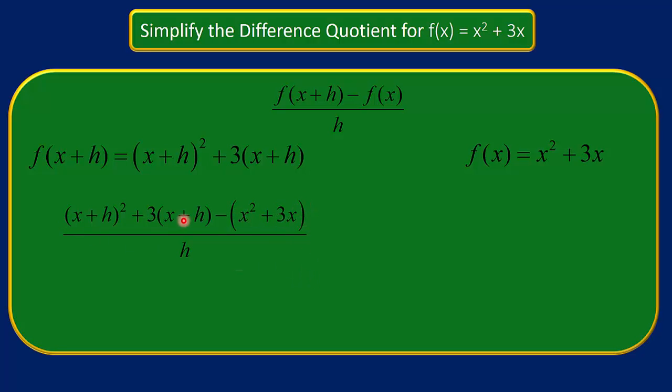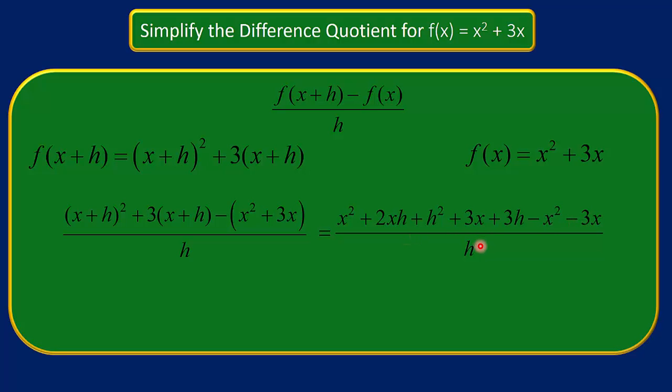So here's f of x plus h right here. And here is f of x. Okay? Now, we multiply things out. So I multiply this out. I FOIL this, right? And get this. Then I multiply this out. 3 times x plus h, see, 3x plus 3h. I just multiplied through the parentheses. And I drop the parentheses here and change all the signs inside. So I get negative x squared minus 3x.